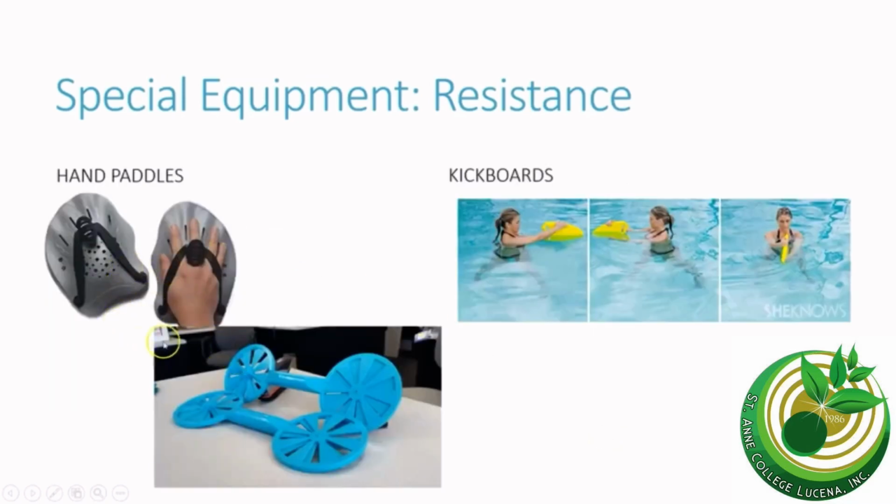These are some different types of hand paddles. Again, you could use these to provide resistance. These would essentially take the place of those cages. So you could wear these on your hands and go through shoulder motions and shoulder exercises.